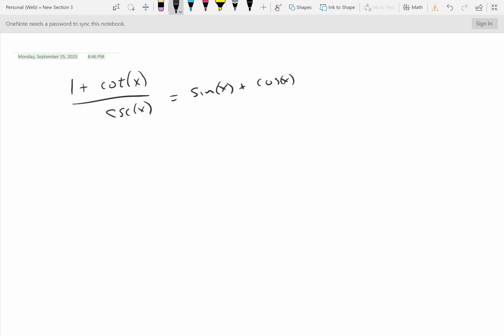Okay. So on this one here, I would argue that the left side is the uglier side. Why? Well, there's a fraction there. Fractions are always, you know, fixable-ish. Also, cotangent itself is a fraction, so that's going to be cosine over sine.